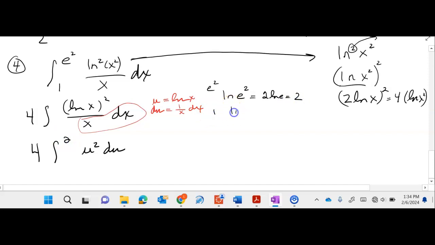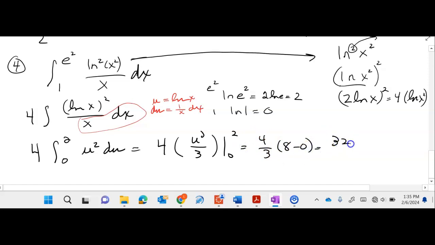The lower boundary was 1, and that's just ln of 1. Well, think about that for a second. e to what power equals 1? That has to be 0. So we're going to go from 0 to 2, because we changed our boundaries. We left them here, and we changed them down here. So that's 4 u cubed over 3 from 0 to 2. So that's 4 thirds, 8 minus 0, 32 thirds. So there's a nice little natural log function.